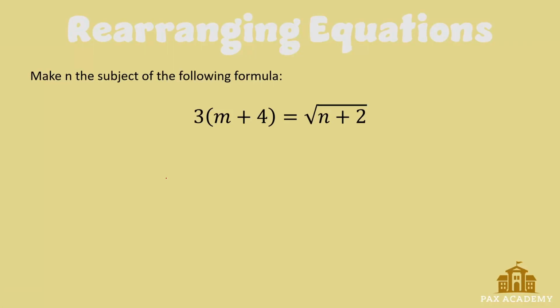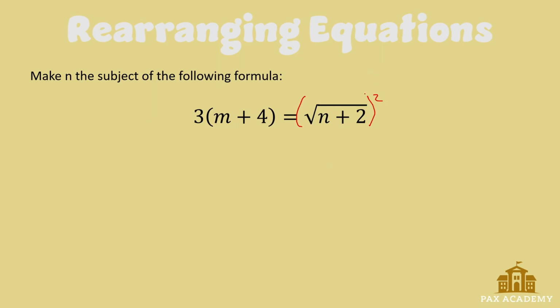In today's video, we're going to be looking at how to make n the subject of the following formula. Now this formula looks quite complicated due to the fact that we have a square root on the right hand side. So the first thing we want to do is to get rid of the square root. Now if you remember, we can get rid of the square root by squaring the whole thing.